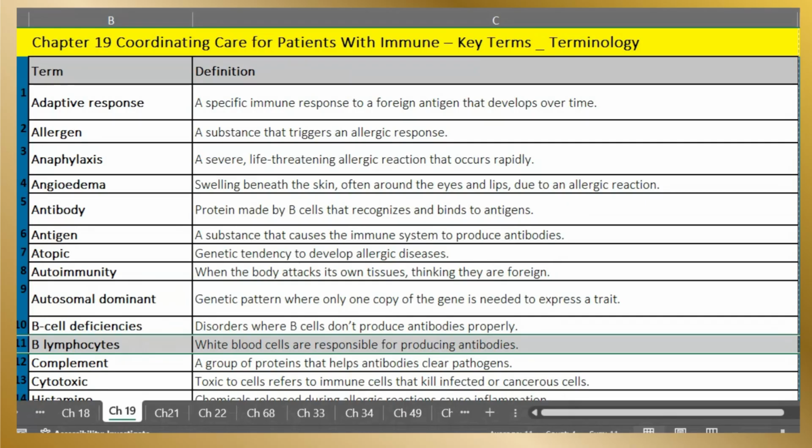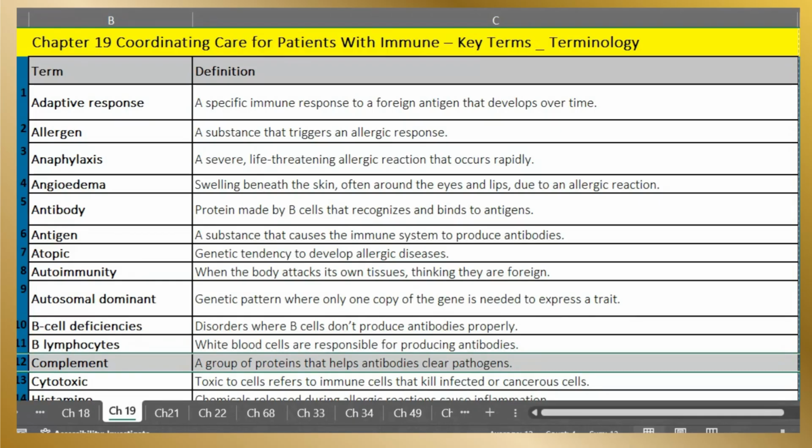Then we have complement, a group of proteins that helps antibodies clear pathogens. Think of it as a helper squad for antibodies.